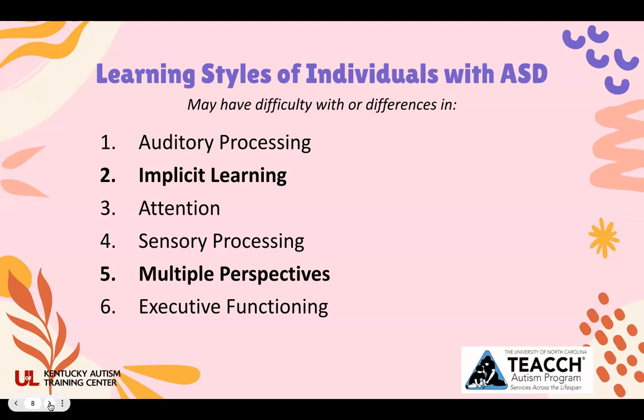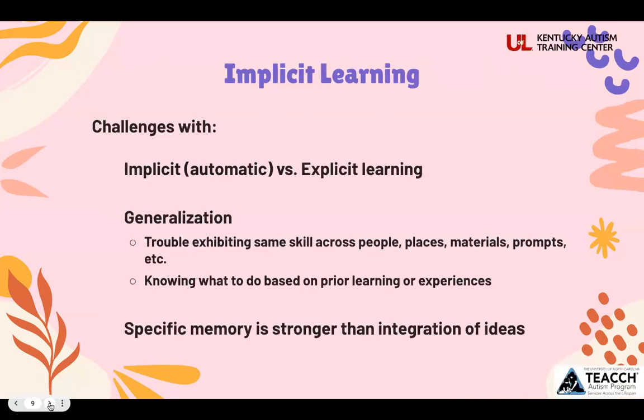So they have identified 6 different learning styles, as you can see, and the 2 that you will be hearing about today will be implicit learning and multiple perspectives, because those are the ones that are most affected by social emotional learning. So implicit learning has to do with obviously the opposite of explicit learning. So implicit learning is what neurotypical individuals go through when they're very, very young.